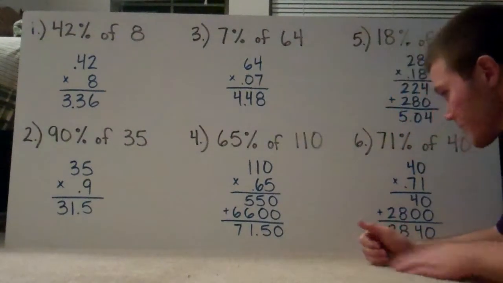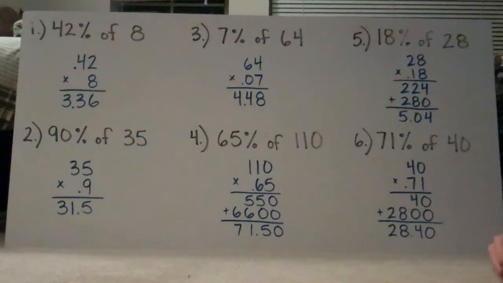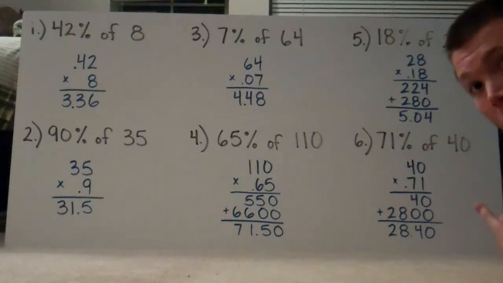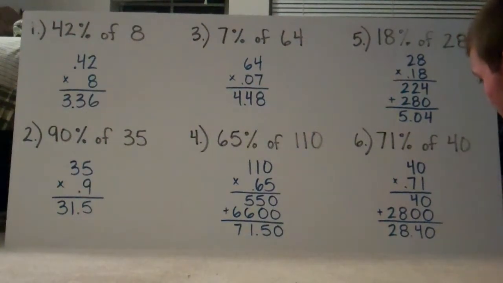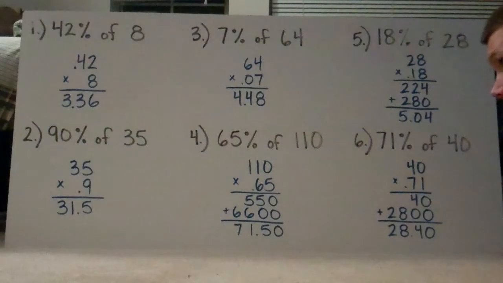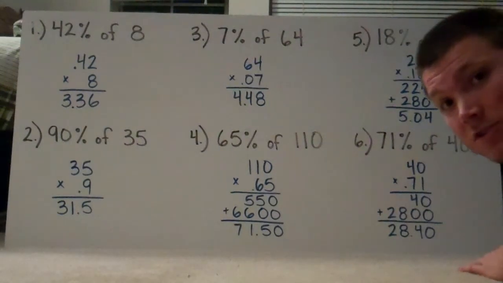Number 5. To find 18% of 28, all I'm going to do is take 28, times it by 18% in decimal form. When I do that, I get 5.04. And then number 6, to find 71% of 40, I'm going to take 40, multiply it by 71% in decimal form, which is 0.71, multiply those out, and I get 28.40 or just 28.4. That's all you're going to have to do to find the percentage of a number.